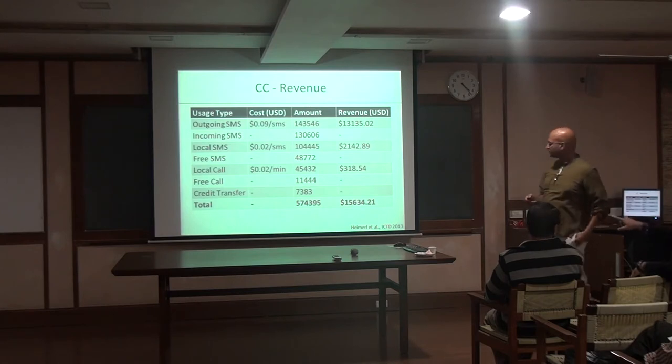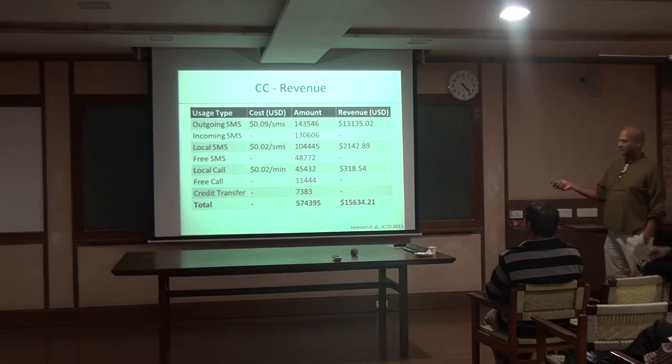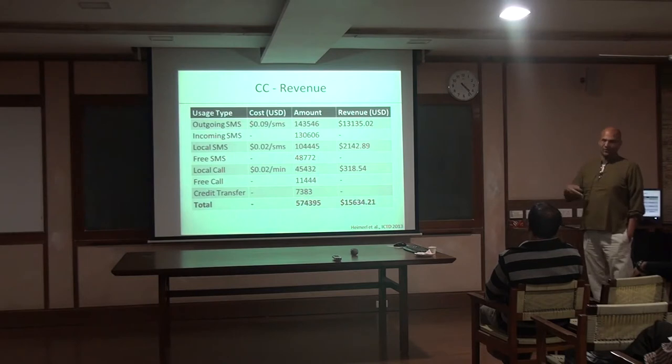Is it for what period? I think this period is for about 15 months. For over 15 months? Yeah, this is what it was. For anywhere from 50 to 500 users.